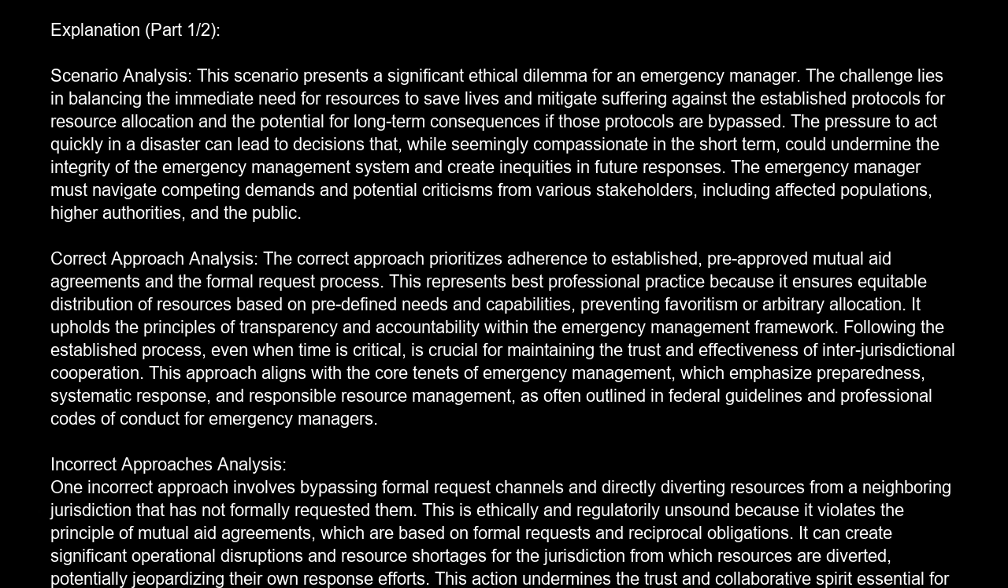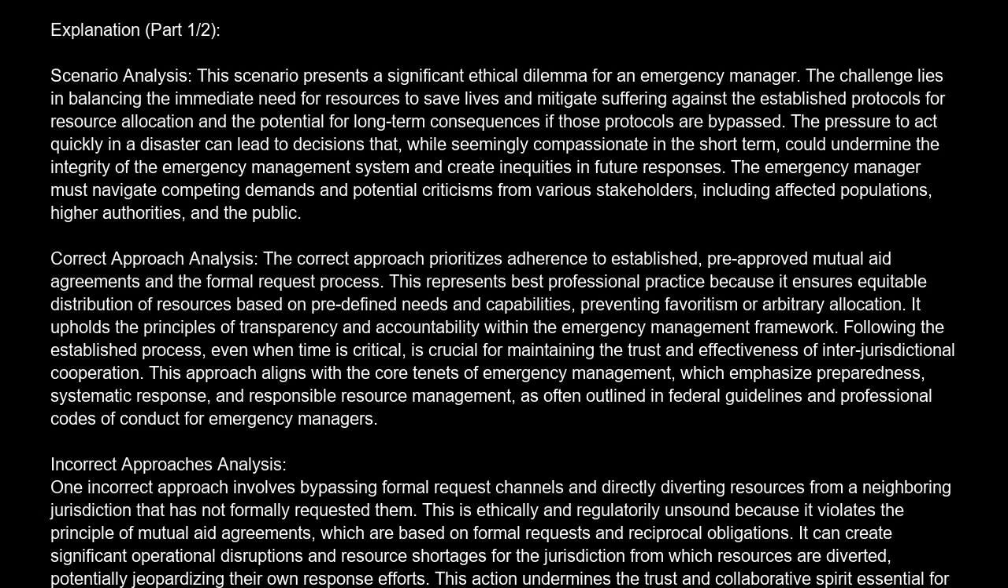Following the established process, even when time is critical, is crucial for maintaining the trust and effectiveness of interjurisdictional cooperation. This approach aligns with the core tenets of emergency management, which emphasize preparedness, systematic response, and responsible resource management, as often outlined in federal guidelines and professional codes of conduct for emergency managers.